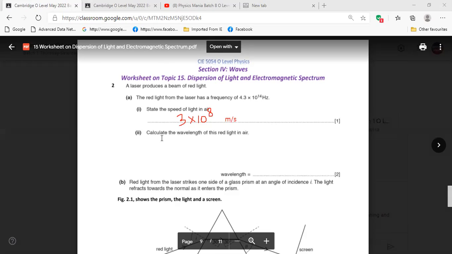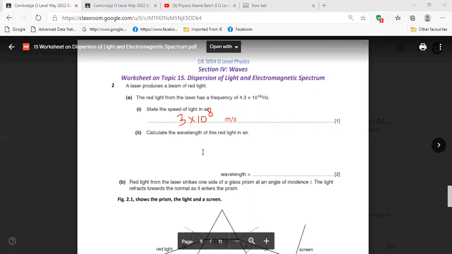Farabi? Hello? What is the formula? Farabi? What should be the formula to get the wavelength? Farabi? Are you listening? Yeah, Monica. Monica, what is the formula to find the wavelength?